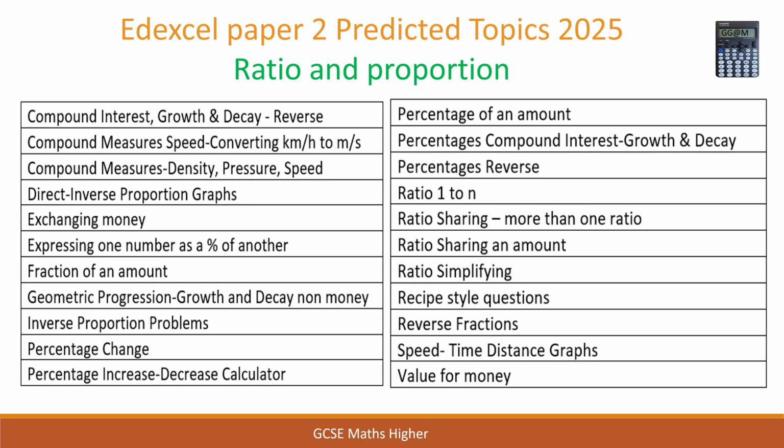Now here's the list of all the 2025 ratio and proportion topics on one page. So you can see this was the first page I showed you, this was the second page I showed you. I've just put it all together onto one page. You can do a screenshot of it and tick them off once you've done them so you know which ones you've done, or you could just work through the exam questions to help you.